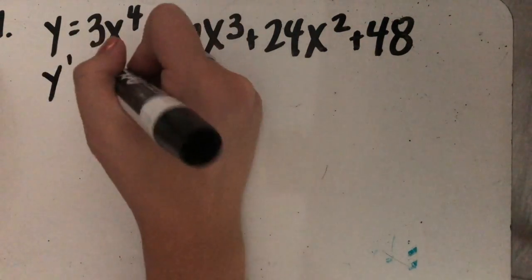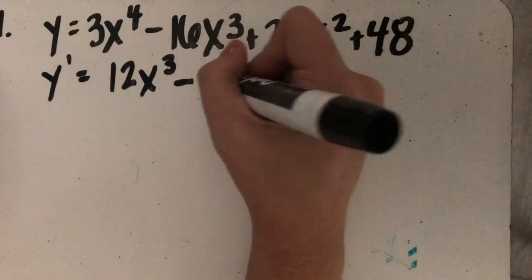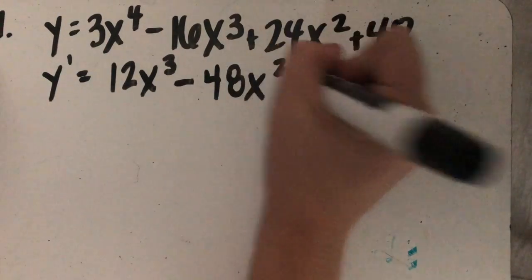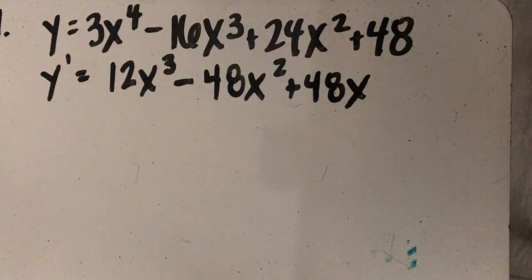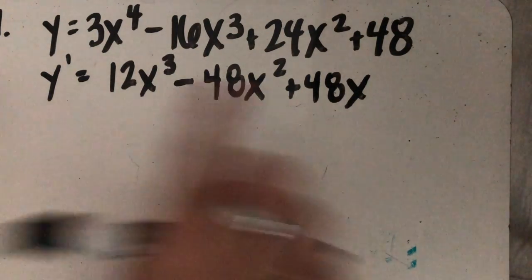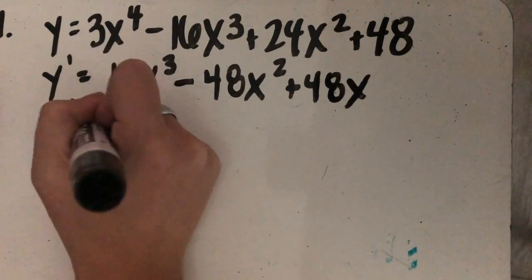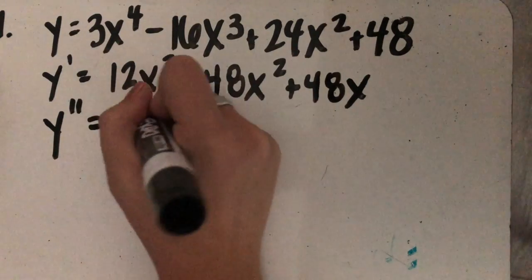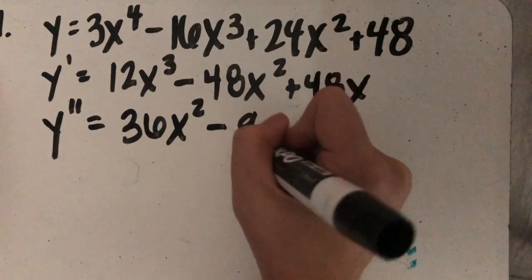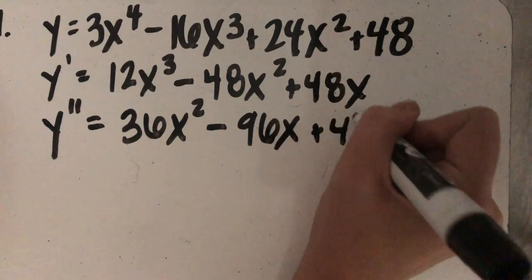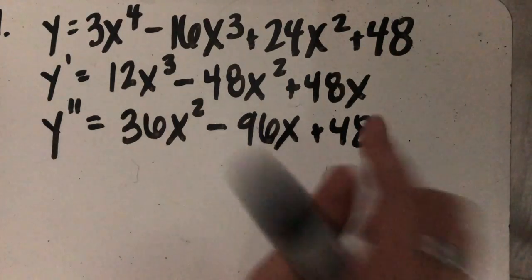So my first derivative would be 12x cubed minus, I would have 30 plus 18, so minus 48x squared plus 48x, and then my constant would disappear when I take that derivative. That's the first derivative. I want the second derivative. So I'm going to take the derivative again. Here we go. And same thing, we would have 36x squared minus, that would be 80 and 16, so 96x plus 48. And to find the potential points of inflection, I want to see where the second derivative equals 0.